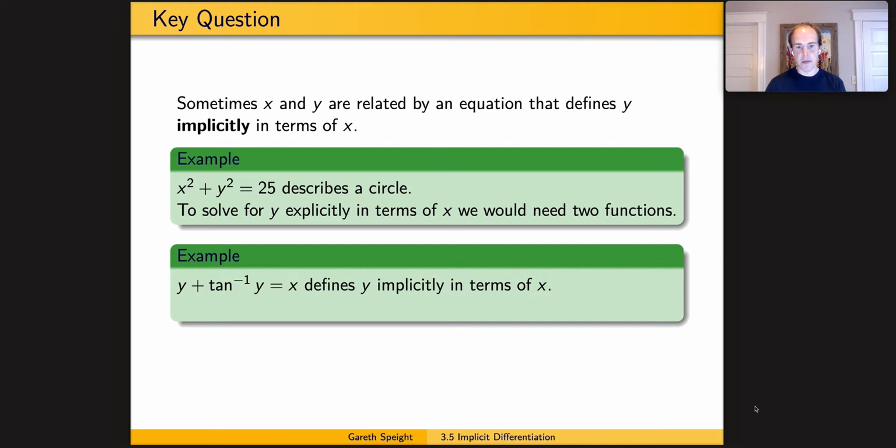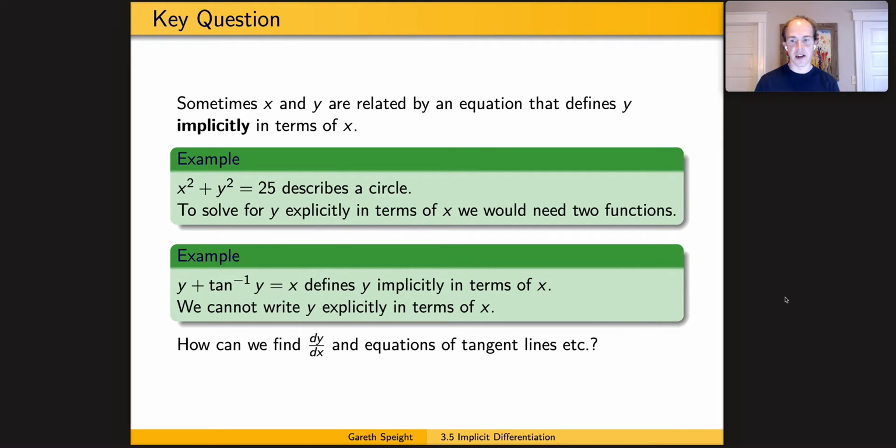So y is determined by x, but we cannot explicitly write this in the form y equals, right? Because if I were to try to take the arctan over, I would still have a y on both sides. And if I try to take tangent of both sides, I would end up with tan y plus y equals x equals tan x. So we cannot write it in the form y equals. So what should we do? How can we find dy over dx and equations of tangent lines and so on?